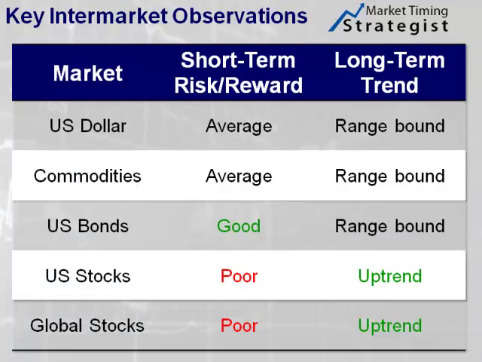Just to make some key intermarket observations, we didn't change our stance on the US dollar yet, but our long-term trend may actually become an uptrend, and we're contemplating changing that over the next few weeks. At the same regard, we don't want to shift the US dollar short-term risk reward back to good, as the US dollar is short-term overbought. But particularly if we have any short-term selling in the US dollar, that represents a buy on dip opportunity, and we will change that risk reward proposition in that favor.